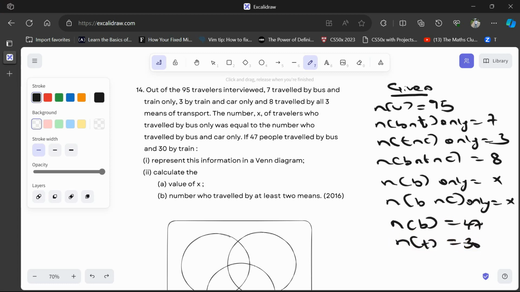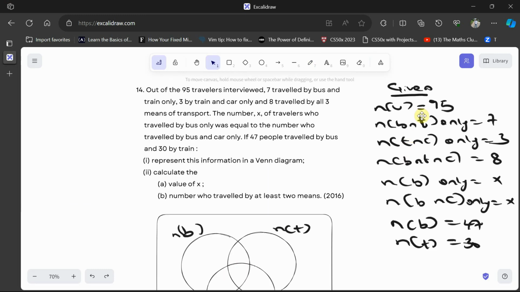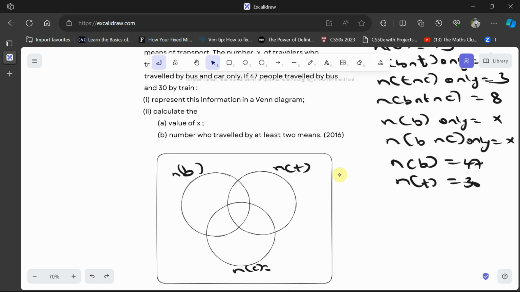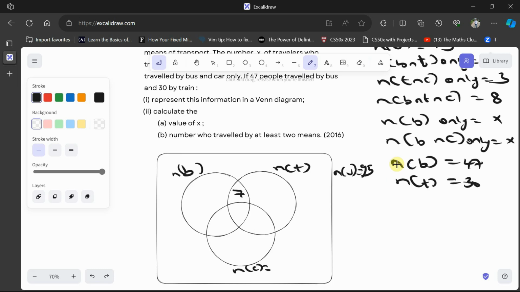So we should represent this in a Venn diagram. This is b, this is n of b, this is n of t, and this is n of c. We're told that n of u is equal to 95. What was again the b intersection c only? That's good. So they've removed everything for us, so we have just the guys that were here. The 7, t intersection c only is 3, great. The number of b only is x, so this is the outside here, and this guy is x. The number of b intersection c only is x, so this is this place here, x.